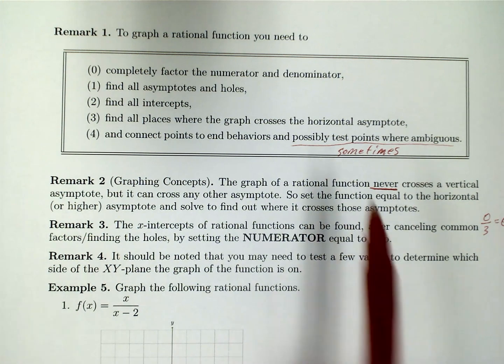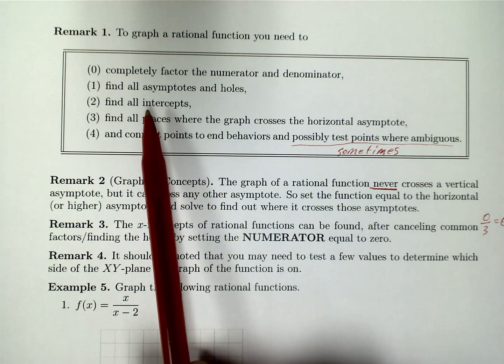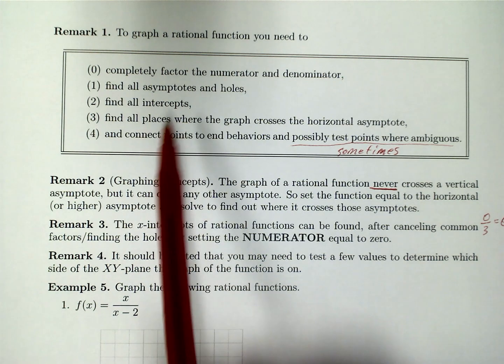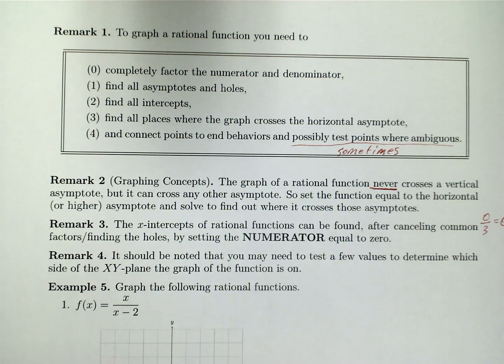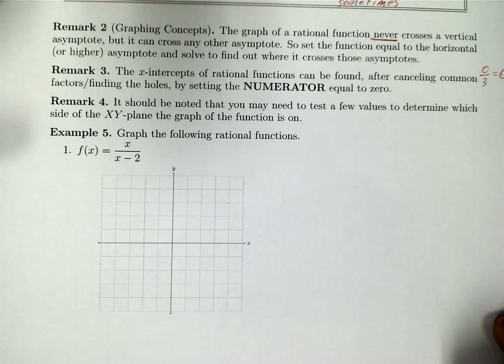Lastly, and this is kind of a separate thing, since we're finding x-intercepts, just like with polynomials, you could possibly have to worry about multiplicity, so whether it bounces or crosses. All right, with all that said, let's look at this.